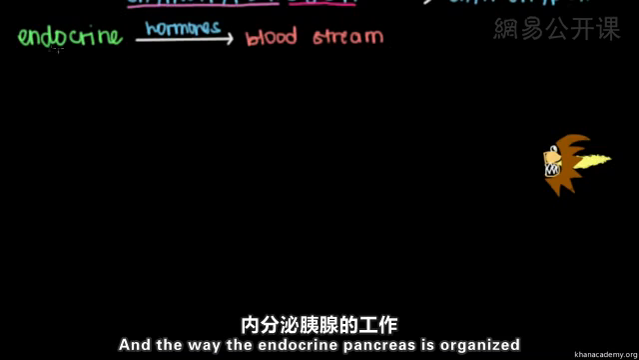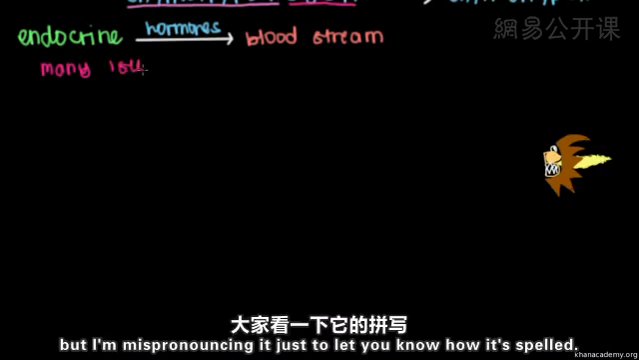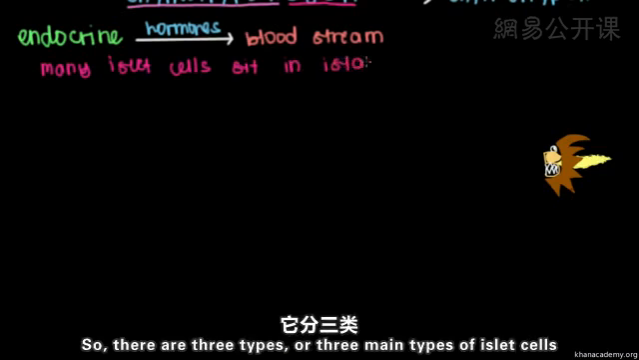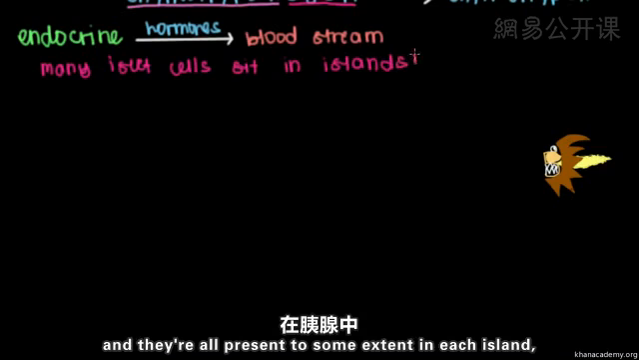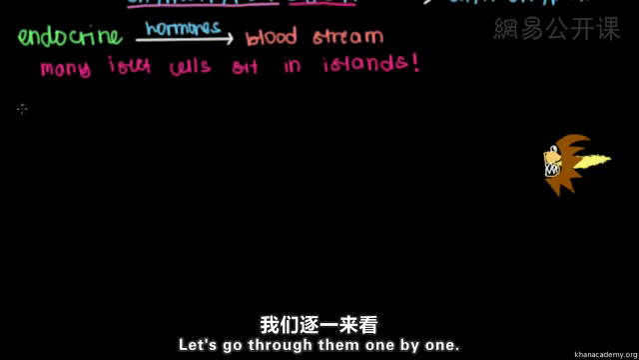And the way the endocrine pancreas is organized is that there are many islet cells. It's actually pronounced islet, but I'm mispronouncing it just to let you know how it's spelled. Islet cells exist and sit in islands. So there are three main types of islet cells we're going to talk about, and they're all present to some extent in each island or group of cells in the pancreas. And let's go through them one by one.